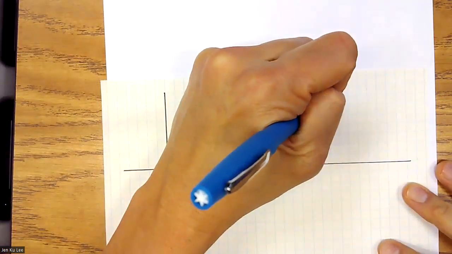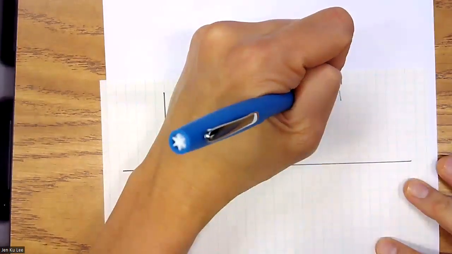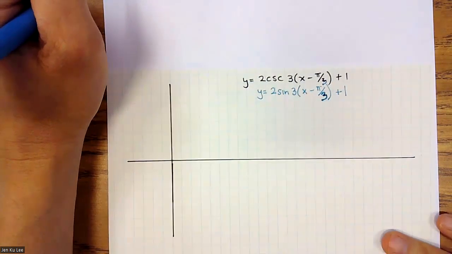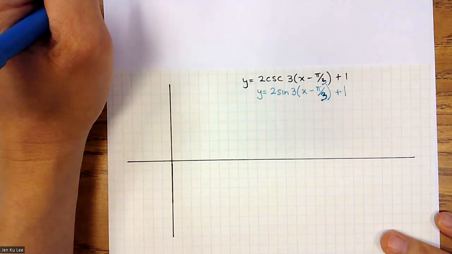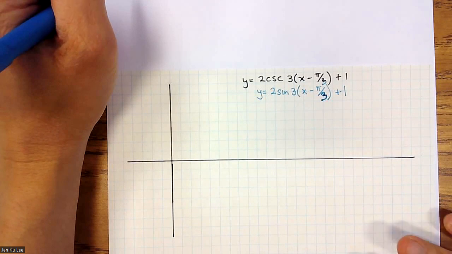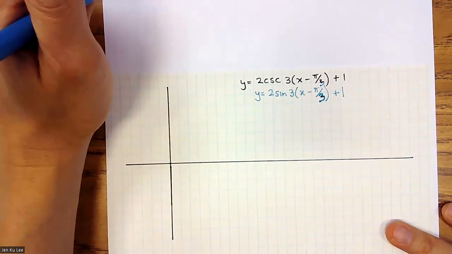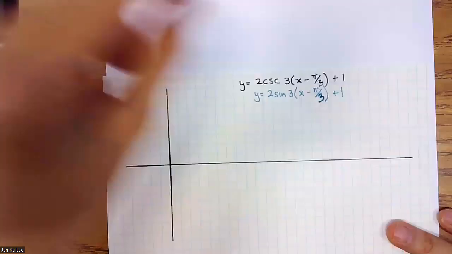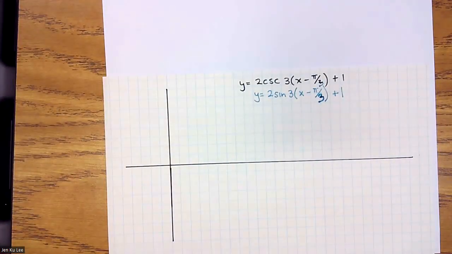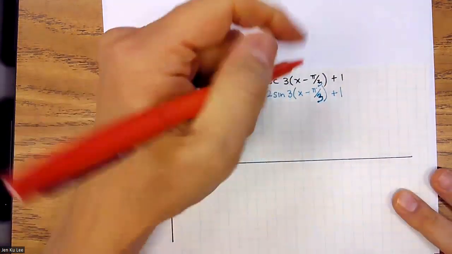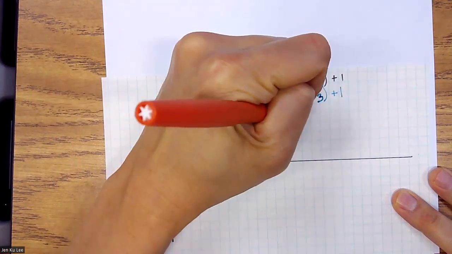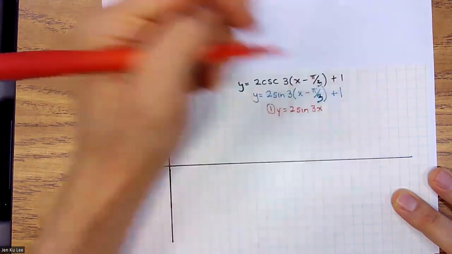Okay, actually, I'm going to make this pi over 3 just to make my graphing a little simpler. Okay, so here, if I wanted to graph this, I want to go step by step. First step I'm going to graph is y equals 2 sine of 3x.